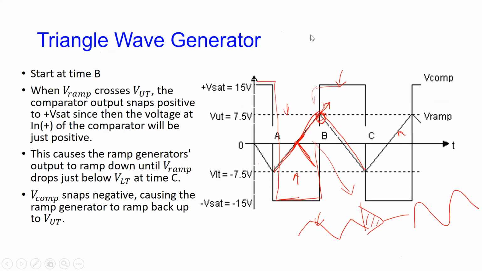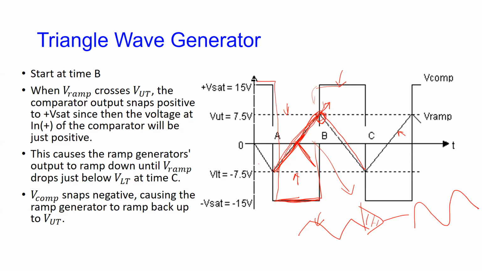So this slide, the part where they say the comparator output snaps positive to plus VSAT. What's going on there? That is when the square waveform goes up from minus VSAT to plus VSAT. It's starting here, you remember? If the waveform is doing this, the output of the comparator is at this point. So it's at minus VSAT.